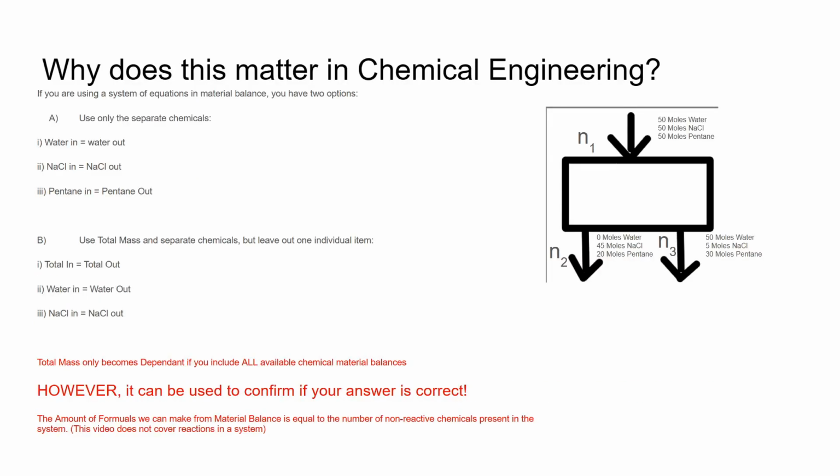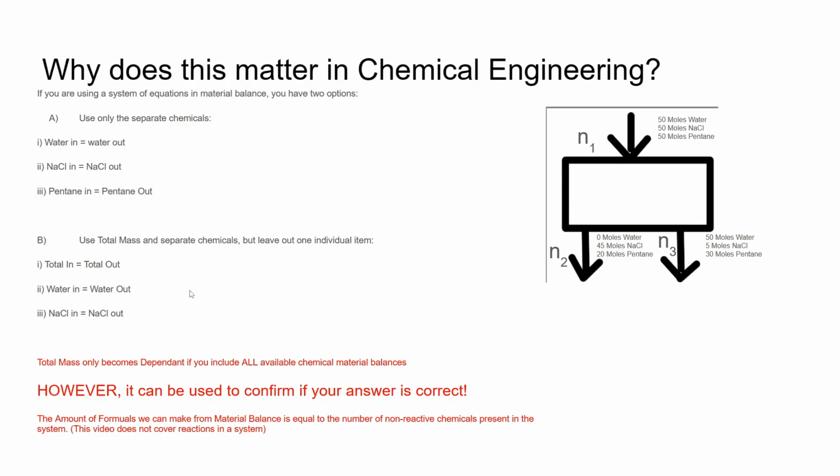So, why does this matter in chemical engineering? If you are using a system of equations in material balance, you have two options. Use only the separate chemicals, which is water in, NaCl in, or pentane in. Or you can use the total mass and separate chemicals, but leave out one individual item. Total in, water, and then NaCl. Notice how in this, there is no pentane.